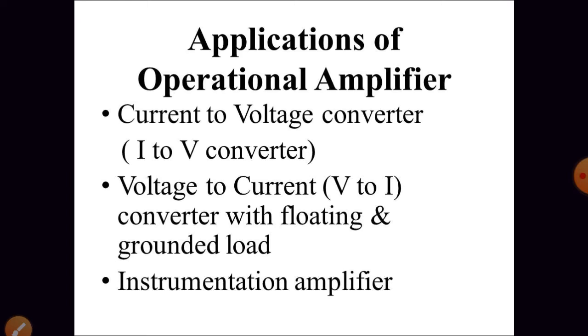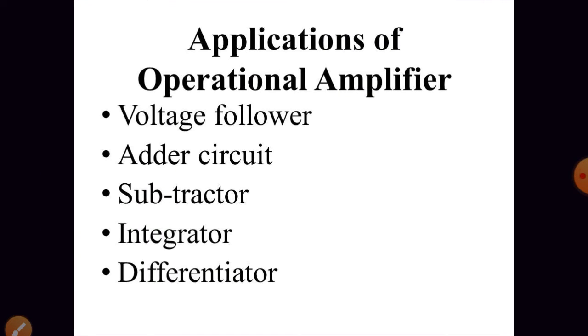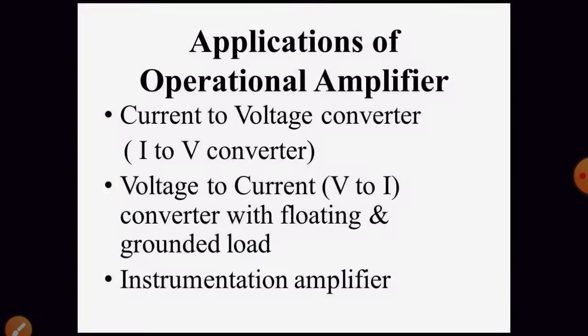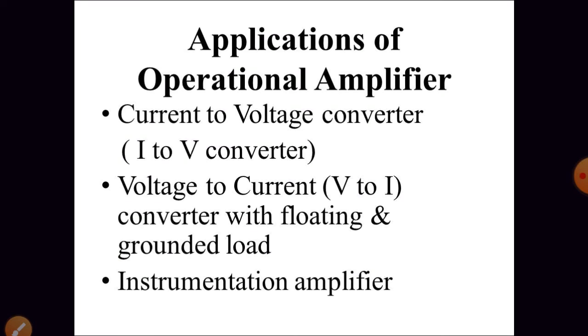Current to voltage converter. After that, voltage to current converter with floating and grounded load, and instrumentation amplifier. These are the contents. I will repeat: voltage follower, adder circuit, subtractor, integrator, differentiator, operational amplifier as a current to voltage converter, voltage to current converter, and instrumentation amplifier. These are the different applications.